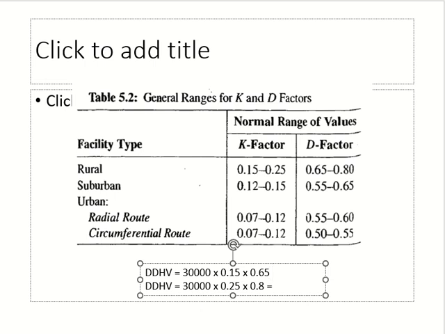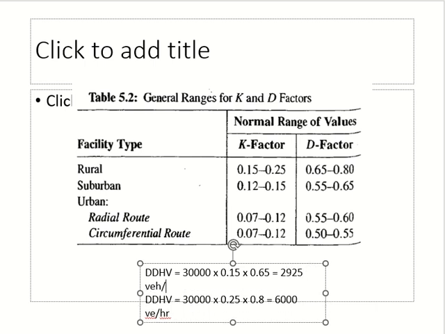Okay, how much is each value? 6,000. This is what? First one, second one? No, the second one. Yeah, and the first one? 2925. Are these values close to each other? No? They're not even close, right?